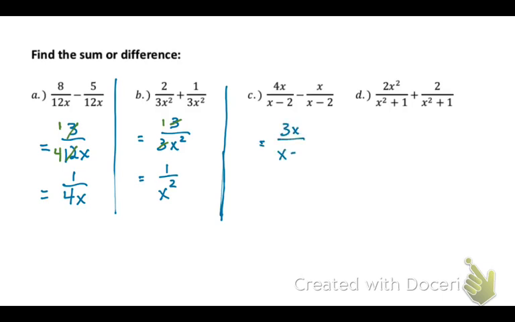4x minus 1x is 3x over x minus 2. This is in simplified form. We cannot divide out things that are added or subtracted together, so we cannot divide the x's out from the 3x and the x minus 2.